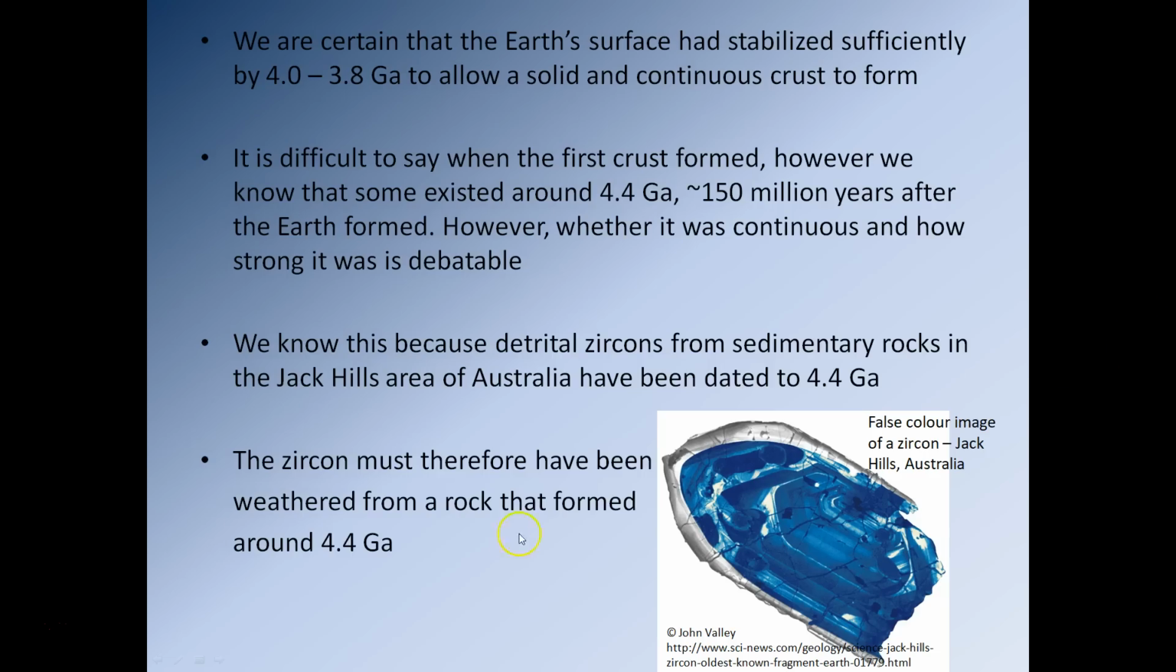So as we already discussed, we know this early crust must have existed because we have detrital zircons from sedimentary rocks in the Jack Hills area of Australia, and they date to 4.4 billion years. As the zircon grains are detrital, they must have been weathered from a pre-existing rock, and if they're being weathered from a pre-existing rock, it must have been exposed to the atmosphere, and therefore that rock must have been part of a crust.